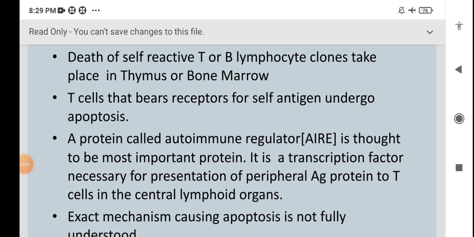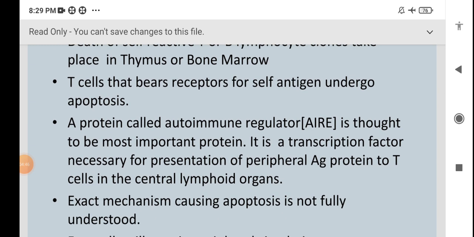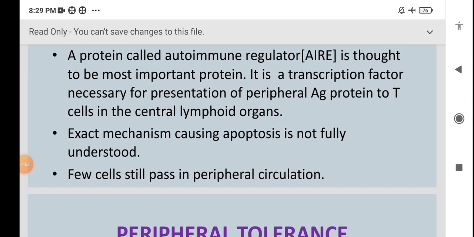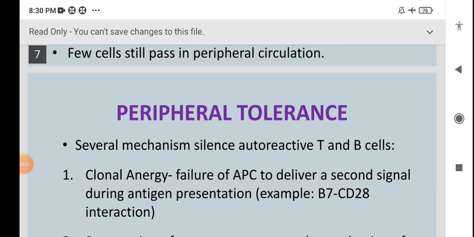A protein called autoimmune regulator is thought to be the most important protein. It is a transcription factor necessary for presentation of peripheral antigen protein to T cells in the central lymphoid organs. The exact mechanism causing apoptosis is not fully understood. Few cells still pass into peripheral circulation.